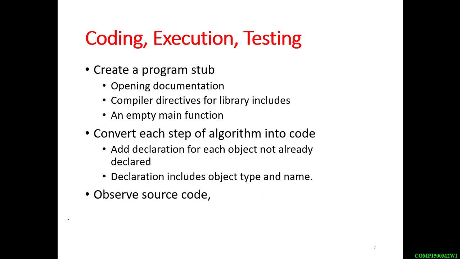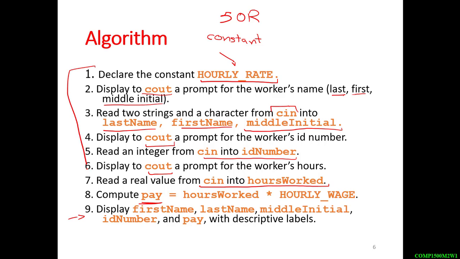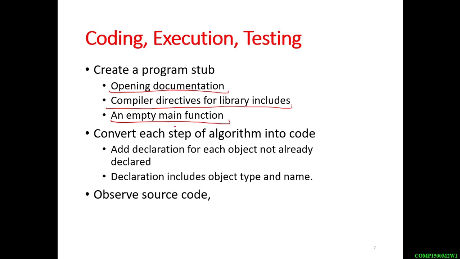So when it comes to coding, executing, and testing, we need to create a program stub. So we need to have the opening documentation. We need to have the compiler directives, which is #include <iostream>, using namespace std, and int main. We need to have an empty main function. By now you know all of these. Then we need to convert each one of these steps into C++ code. Then we need to observe and check whether our code works or not.